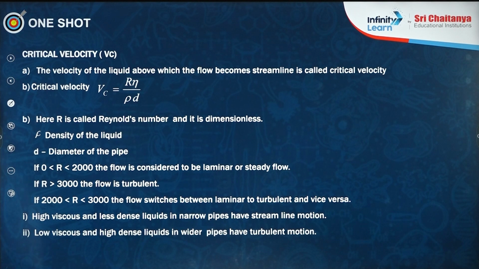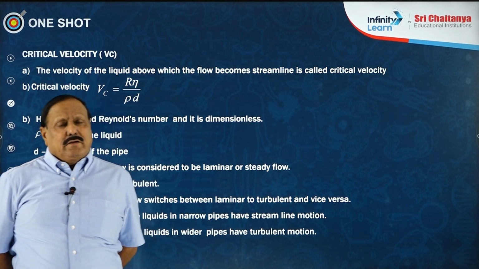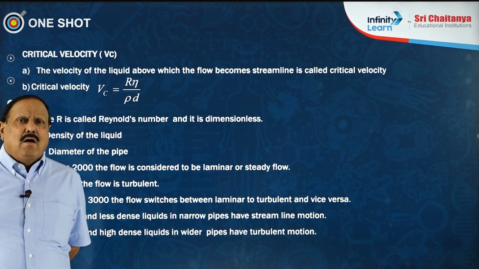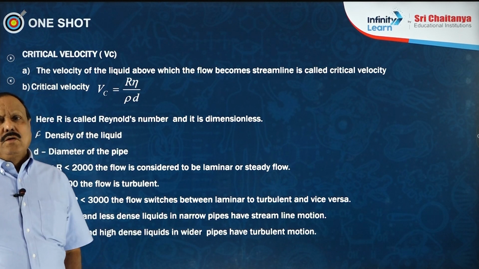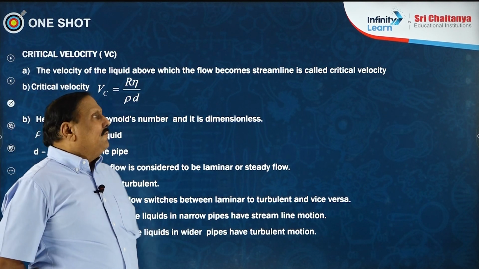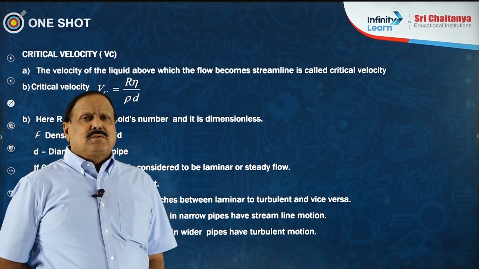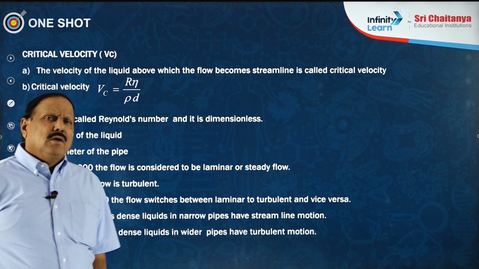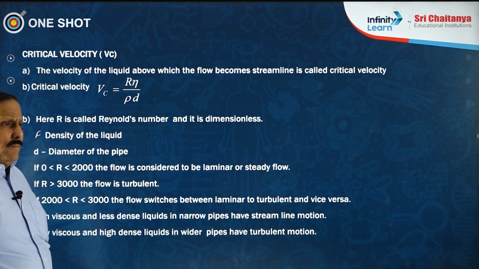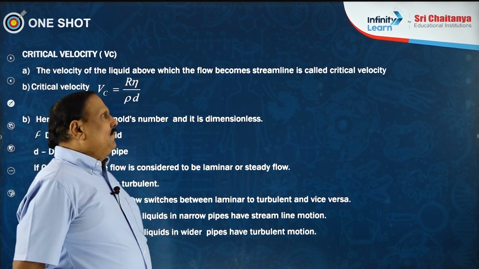Next, whenever a liquid flows, liquid or gas, this chapter is fluids. Fluids means either liquid or gas. We are taking an example of liquid only, but it is applicable for gas also. Whenever a liquid or gas is flowing, the flow is classified into two types: streamline flow and turbulent flow. Streamline flow means a regular flow, turbulent flow means irregular flow.